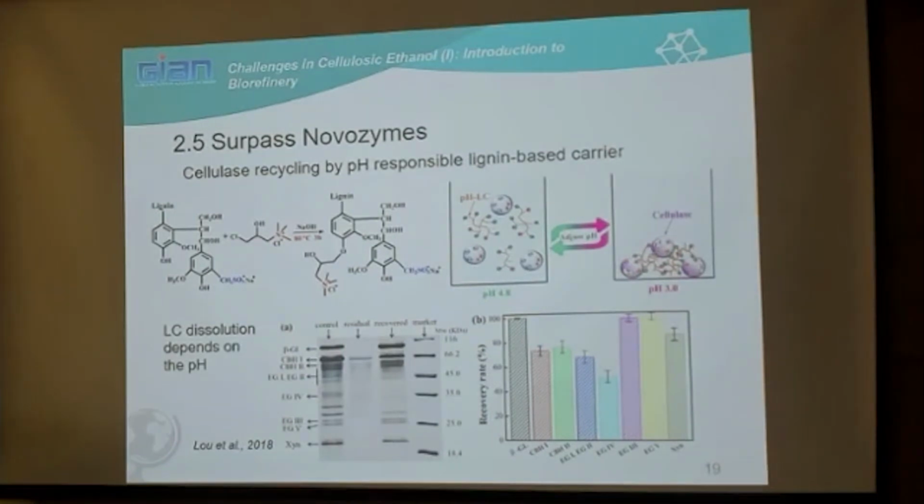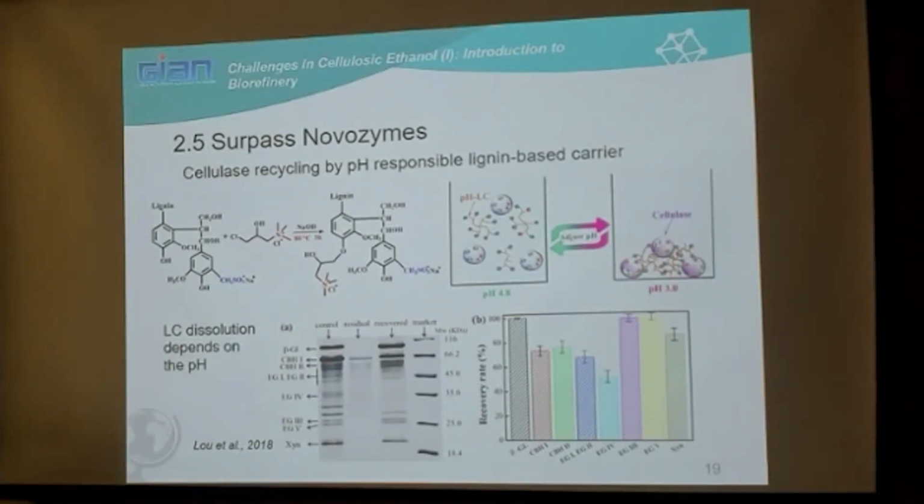One of my friends, Professor Lou, is a very famous professor in my school. He developed a new technology, using lignin. Previously, I mentioned that lignin can bind with cellulase. He developed new lignin derivatives. The lignin derivatives have positive and negative different groups. Okay, so its solubility can be adjusted by pH.